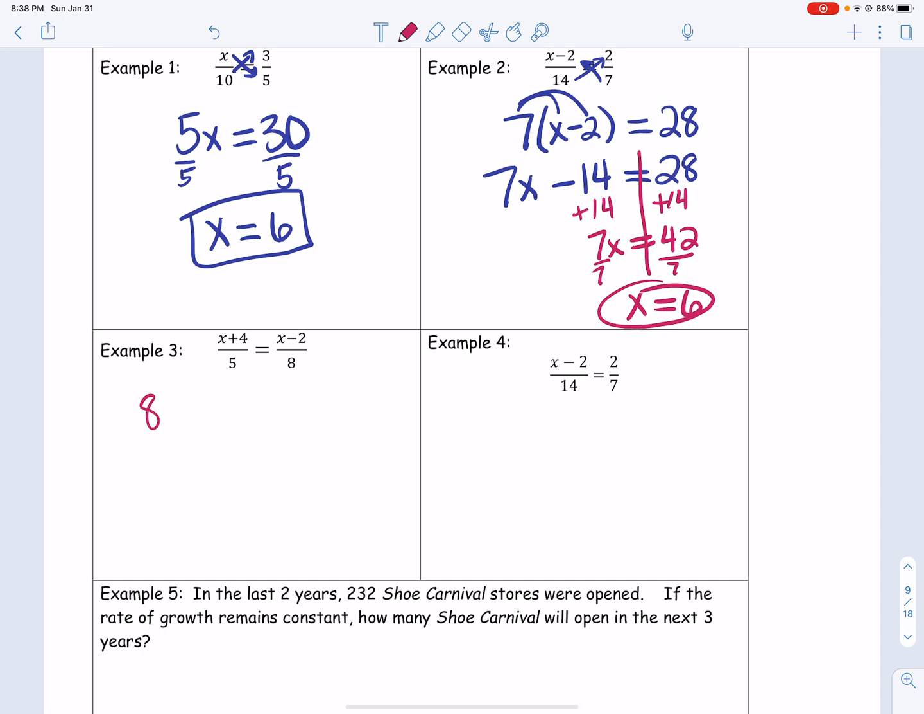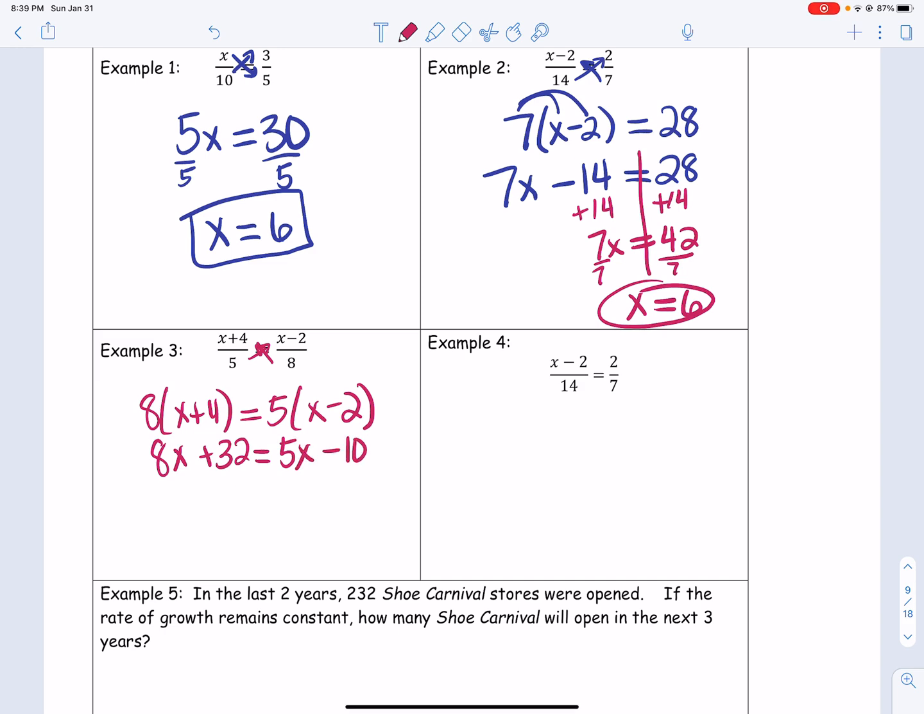So I'm going to use my parentheses. I'm going to do 8 times x plus 4, and I'm going to do 5 times x minus 2. So I'd have 8x plus 32 equals 5x minus 10. So now I would go ahead and put my line down the middle.